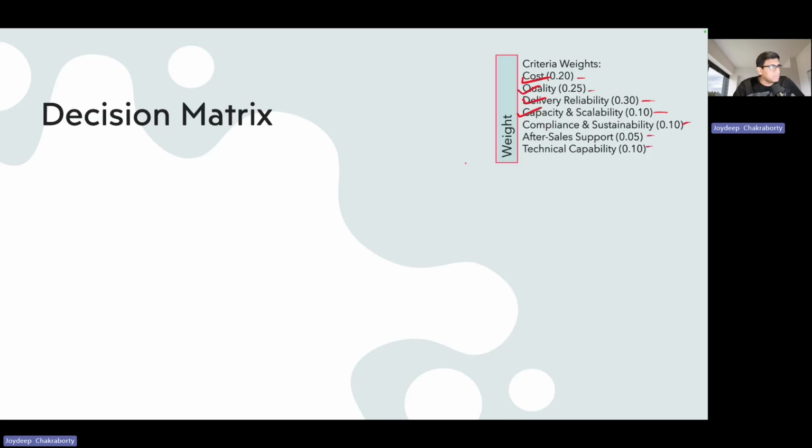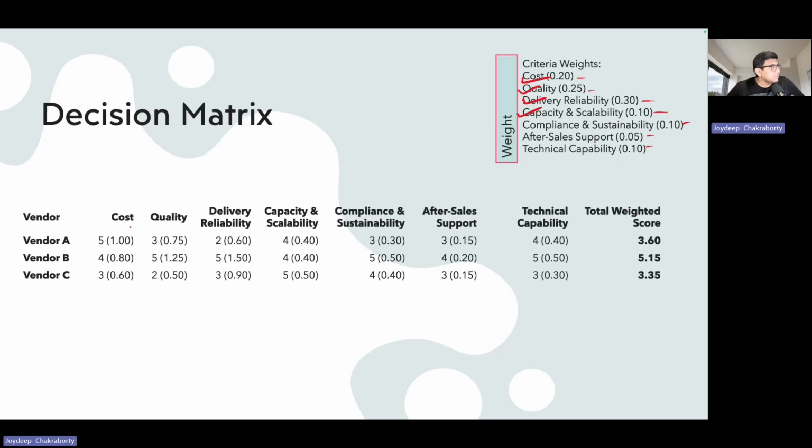So now let's take a look at some of the vendors. So we've got three vendors, A, B, and C. Now these vendors, we have categorized them. In the column side, you see the quality, cost, delivery, and all the parameters that we have identified are listed. Now, basis the actual data, we have ranked them. So cost wise, we have ranked them on a scale of 1 to 5, 5 being the best and 1 being the lowest.